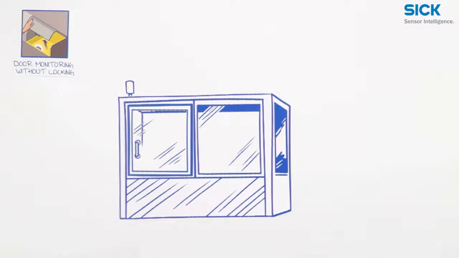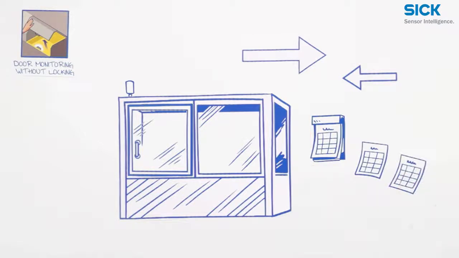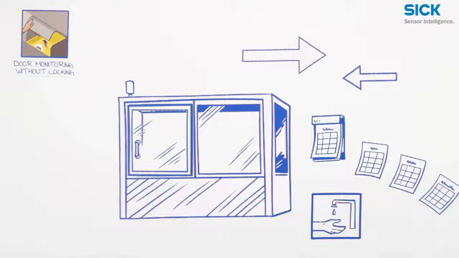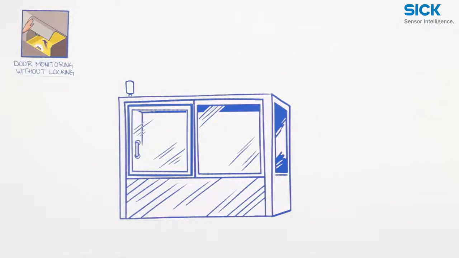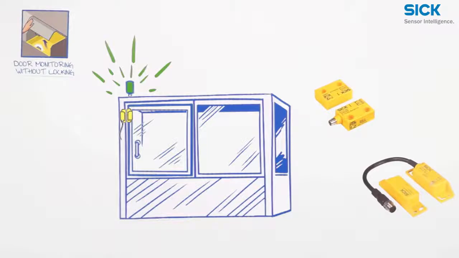But what if it is too difficult to ensure the precise guidance of an actuator? Or if the door gets misaligned as time passes? Or if you have an application with strict hygiene standards? In these cases, you should use non-contact safety switches, which are resistant to offset and contamination.